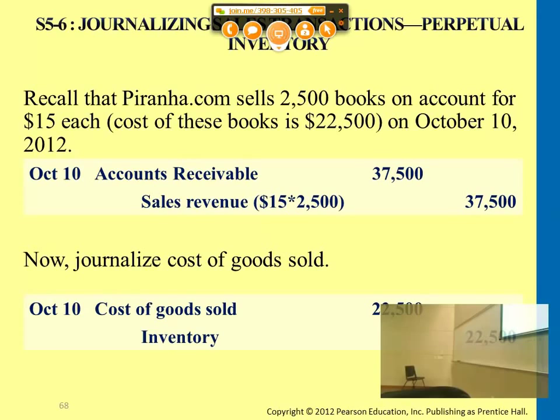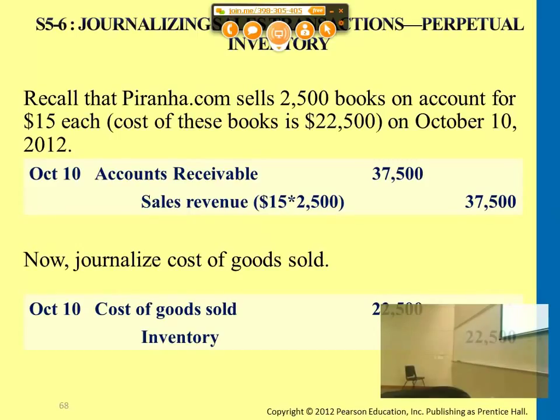It seems like the cost for 2,500 books is 22,500. Why do they say that? Like, cost of these books? Is it the inventory? It is the inventory cost, which is why you see the dollar amount here.